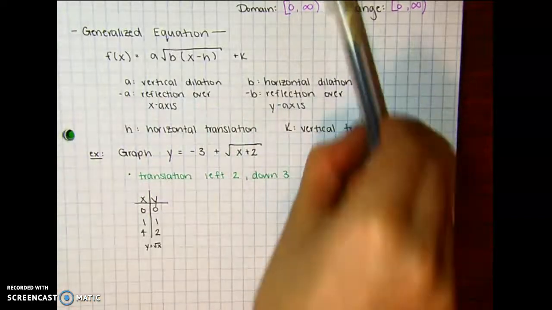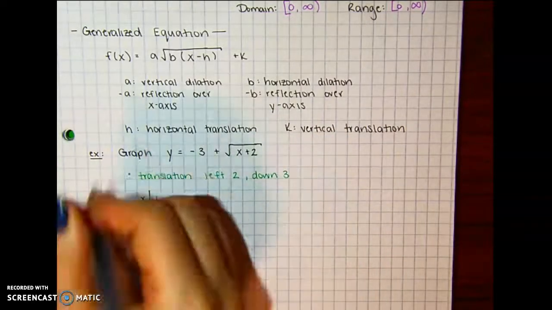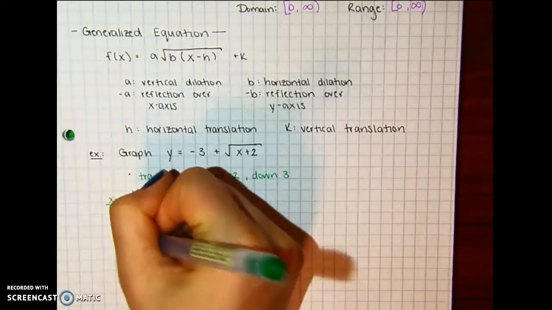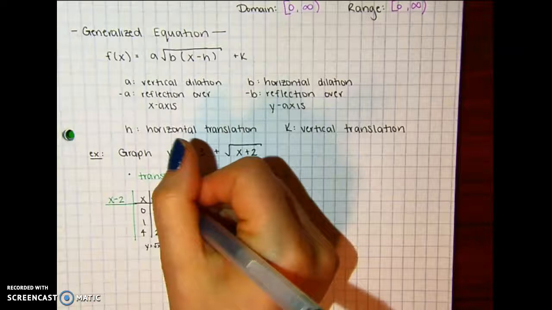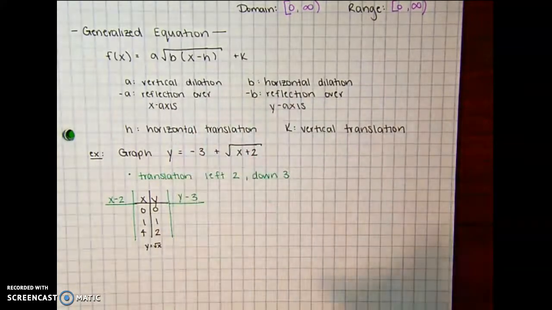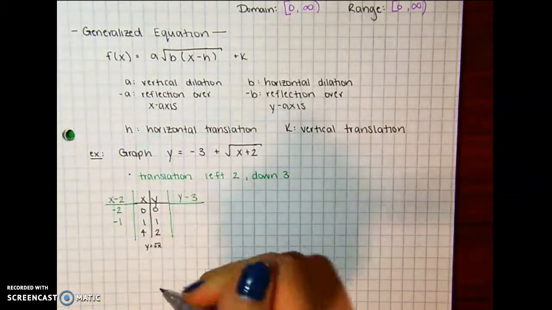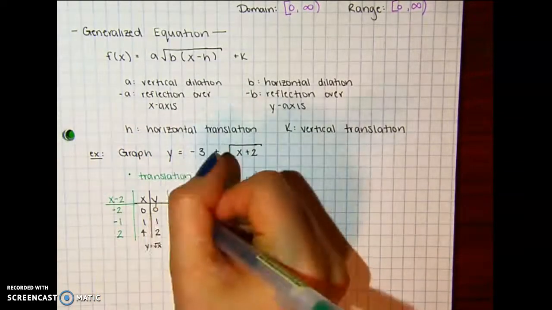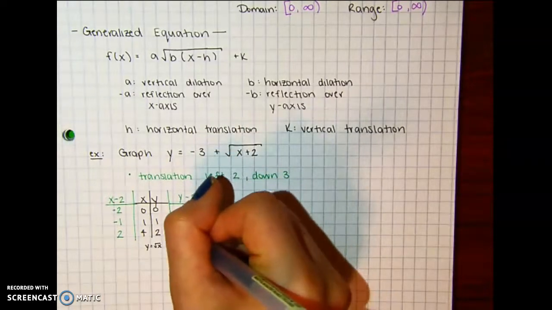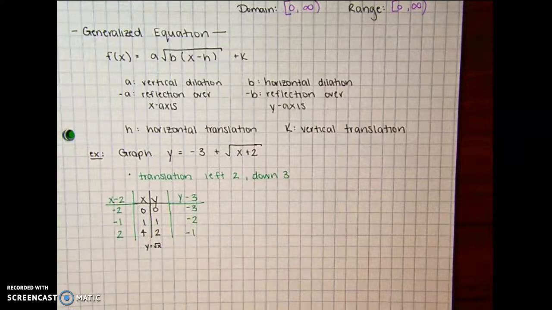So how is this going to transform? It's going to go left 2, so it's x minus 2. And it's y minus 3. So that means we will have -2, -1, 2. And -3, -2, -1. And that's going to help us figure out how big to make our coordinate plane.